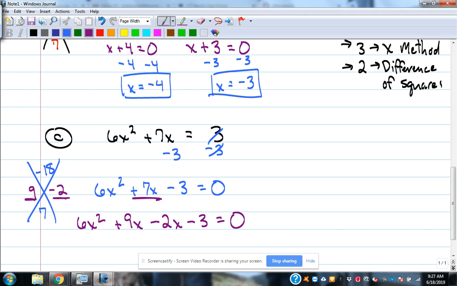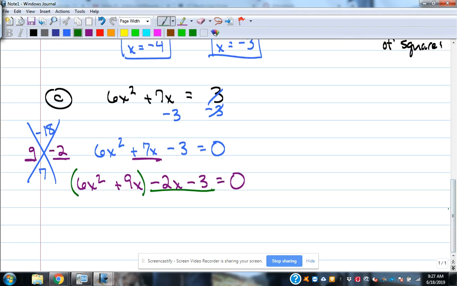The next thing to do is to group that together. So first 2 together, last 2 together, and then get the GCF of each of those. So 6x squared and 9x has a GCF of 3x. 3x times 2x gets me 6x squared. 3x times 3 gets me 9x.